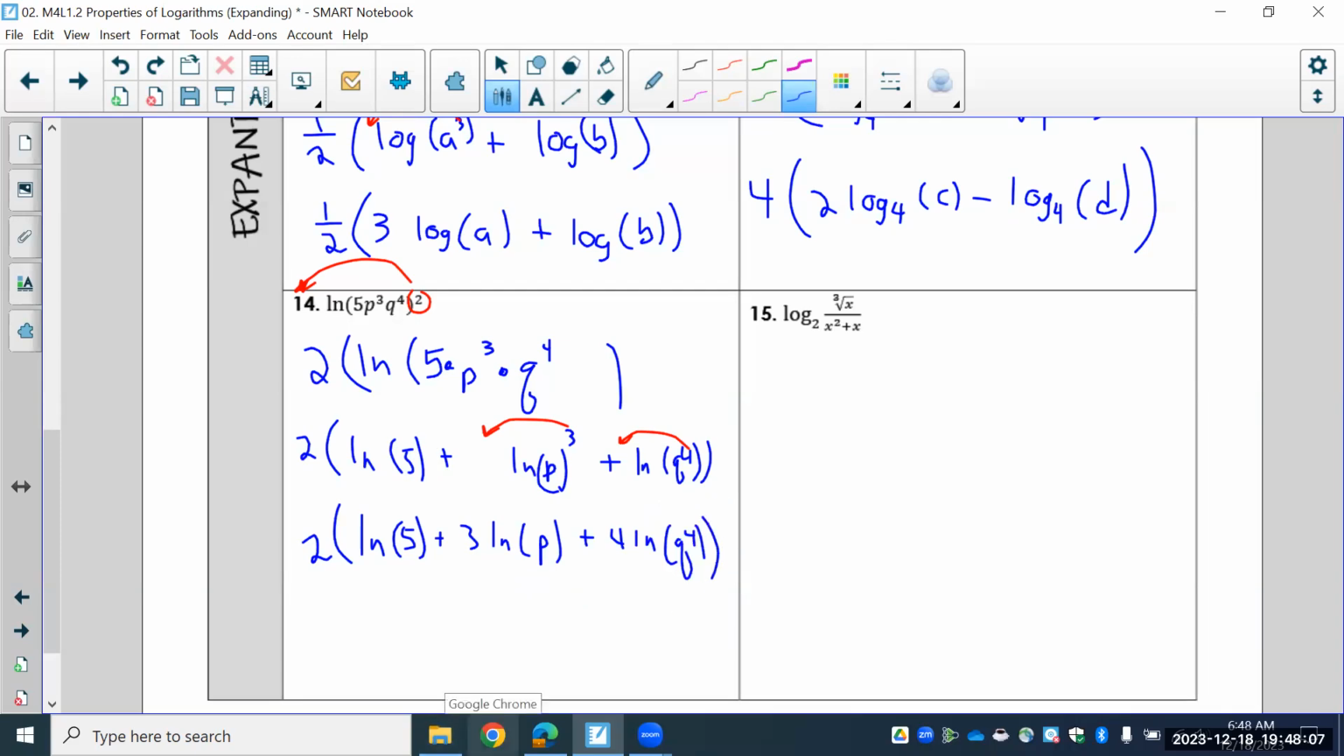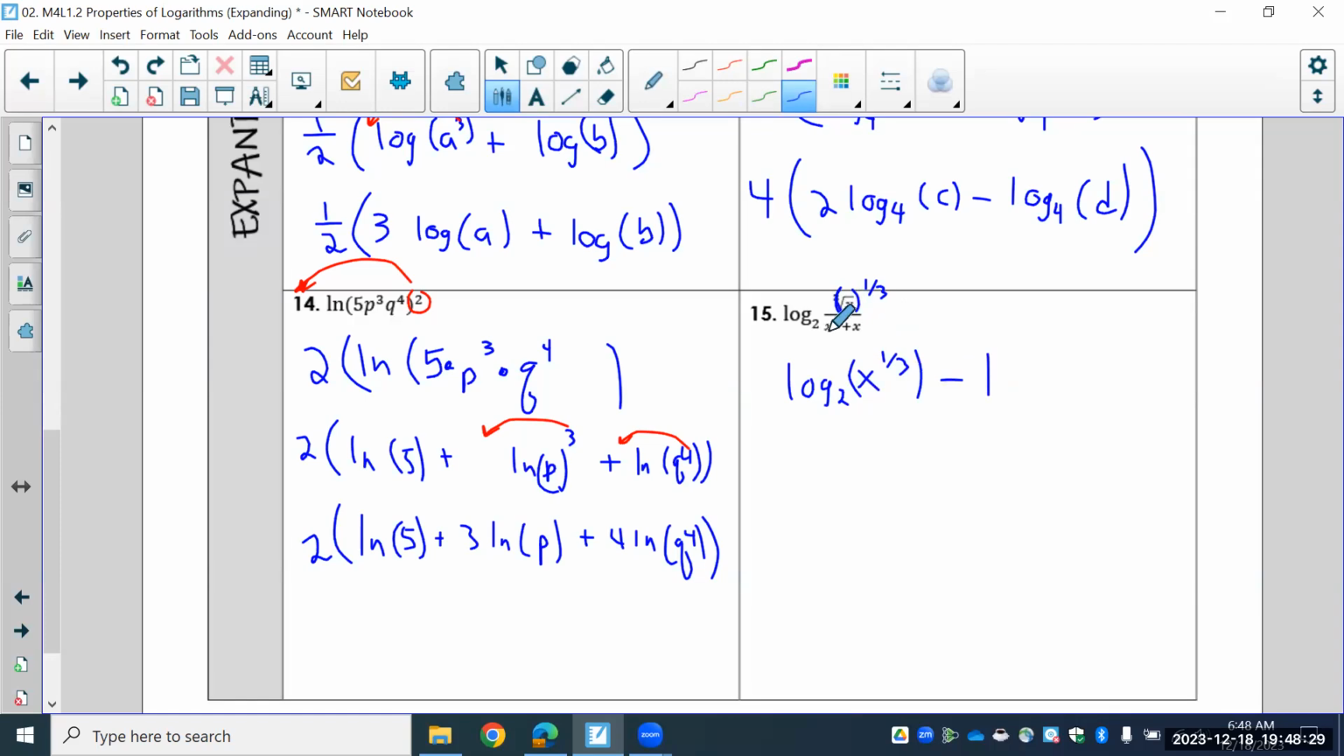Okay, so our last one, we got a lot going on here, but focus on the division and the fact that that's just an exponent, right? So I'm going to rewrite this first by saying, okay, well, this is really x to the 1/3. And so I'm going to have log base 2 of x to the 1/3. That's the numerator. And then I'm going to subtract the denominator.